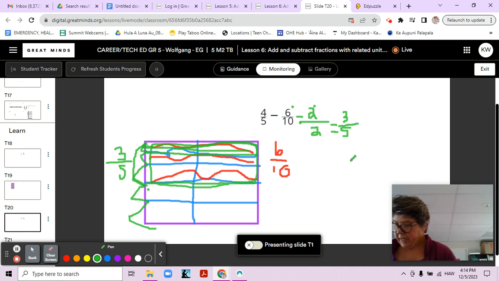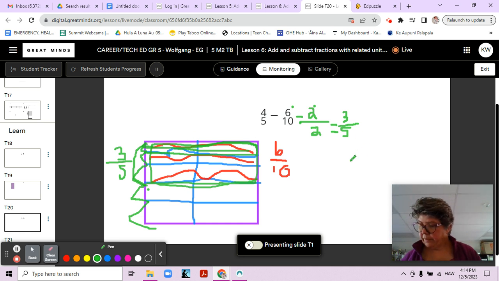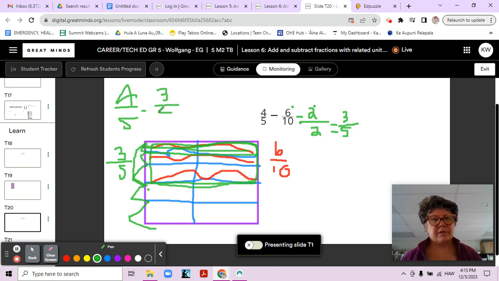So then we have 4/5 minus 3/5, right? We can rewrite the problem 4/5 minus 3/5, and 4 minus 3 is 1. And of course, we're keeping our fifths. All right.